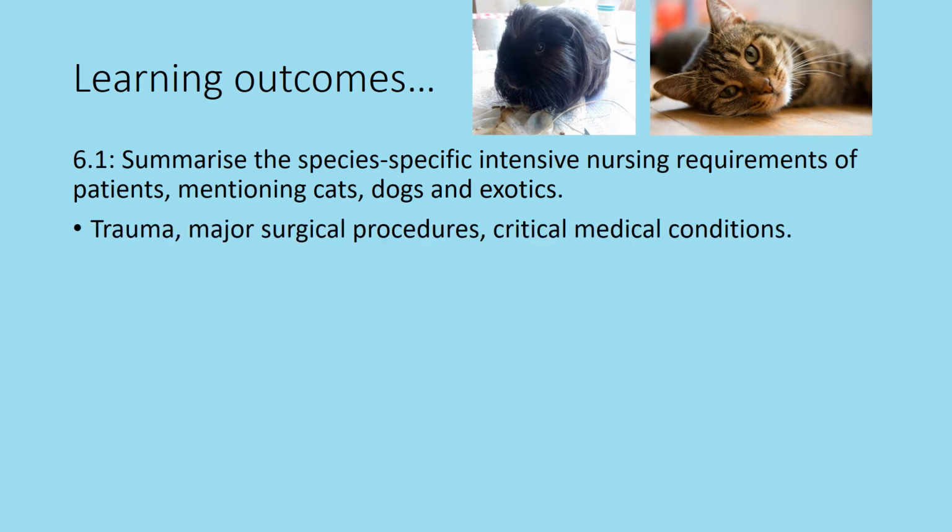And then the last learning outcome that we want to think about is species-specific nursing. Obviously we've already said we want to think about cats, dogs and exotics. And again, there's an area here that you want to focus in on. For our trauma patient, what are our specific nursing requirements? If we've had a GDV and our dog's gone through to surgery, what are the surgical procedures in place? If we've got a guinea pig with bloat, for example, what medical conditions are we focusing on?